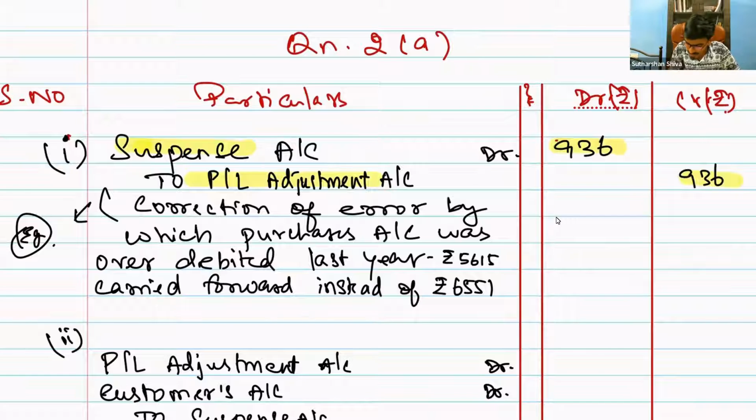Okay, you should write the narration like this: correction of error by which purchases account was over debited last year, 5615 carry forward instead of 6551. That's what we will do.